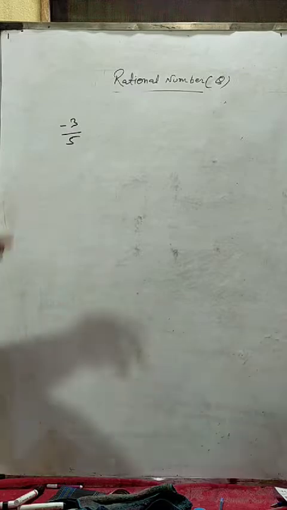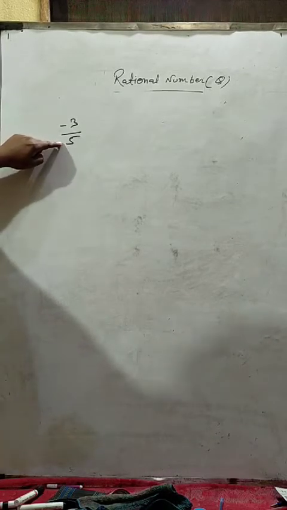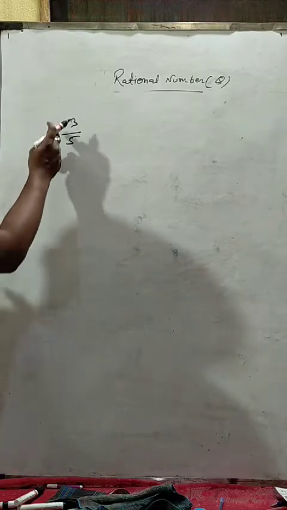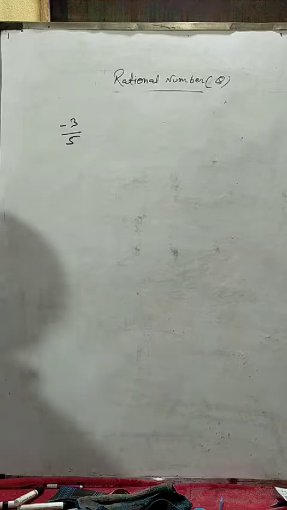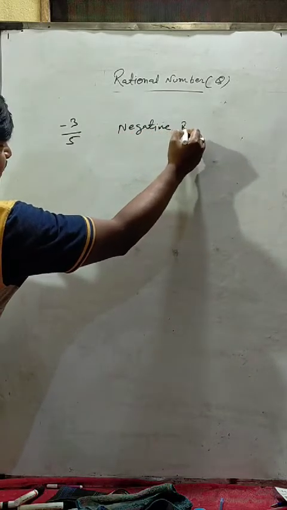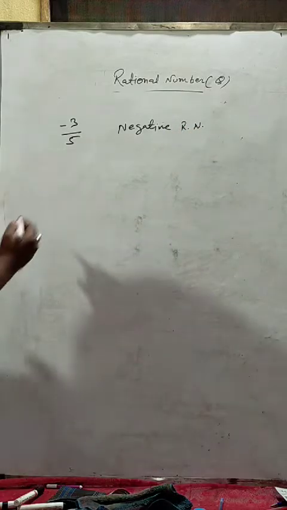Minus 3 by 5. See, one number is negative and one is positive. It means the numerator is negative and the denominator is positive. So the signs are opposite, signs are different. So it is a negative rational number. Second is 3 by minus 5.